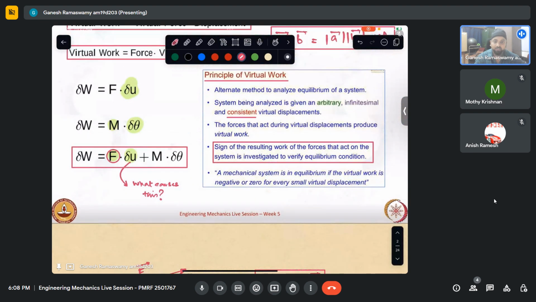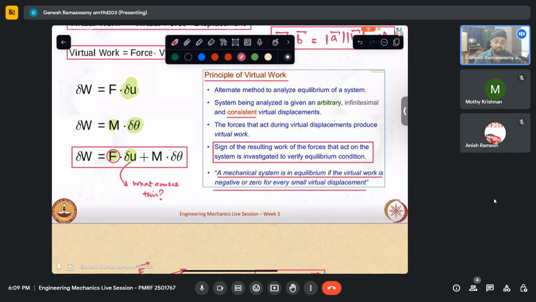Okay, with all these discussions, what are we trying to do? We are trying to analyze the equilibrium of a mechanism. So virtual work gives us positions of equilibrium. Meaning, if I change one of the forces, how does the system as a whole change its configuration to bring about equilibrium? This is what we are trying to analyze using the method of virtual work. A mechanical system is said to be in equilibrium if the work done is negative or zero under every small virtual displacement. So we will take a system and give it a virtual displacement.